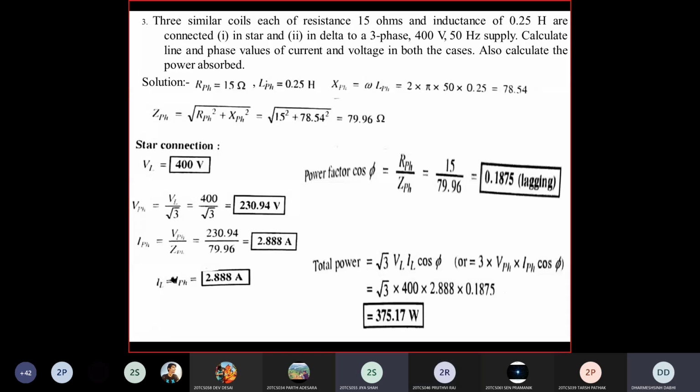The power is 359.97 watt. Yes, 375.17 watt. Clear all of you?